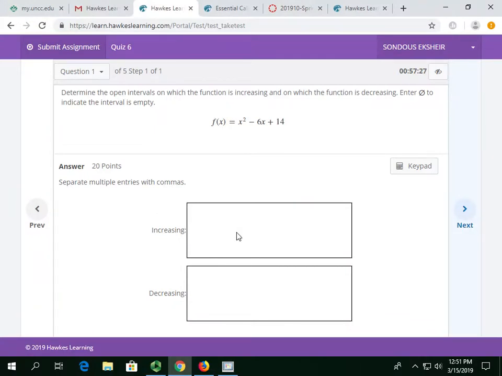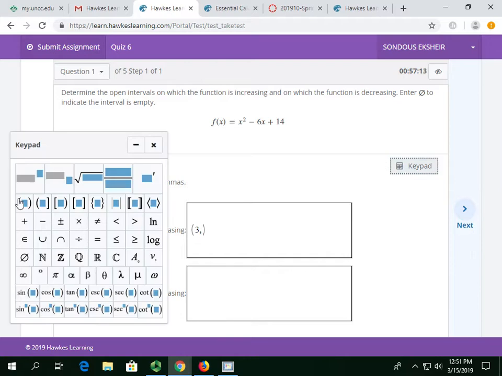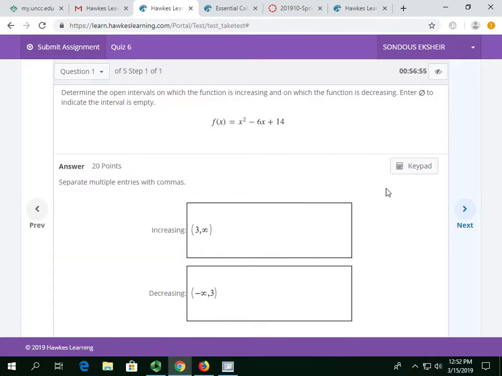The intervals of increase. So I'm going to hit a parenthesis. If you type an open parenthesis, it automatically pops up, or you can click on your keypad here. My answer for increasing was 3, infinity. To get the infinity on this, you hit keypad, and you come over here and click on the infinity symbol. And then I'm going to go for decreasing. I will keep my little pad up there. It'll be parenthesis, negative, and I click on the little infinity sign here, comma, and then it goes to 3. And then I can just click on this, and then I've done this problem.